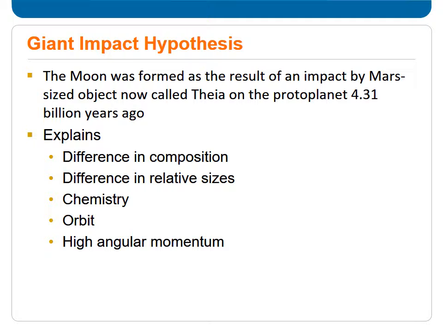The moon was formed as the result of an impact by a Mars-sized object, now called Theia, on the protoplanet 4.31 billion years ago. The impact hypothesis explains the difference in composition, the difference in relative sizes, the chemistry of the Earth and the Moon, the orbits of the Earth and Moon, and the high angular momentum of the Earth-Moon system.